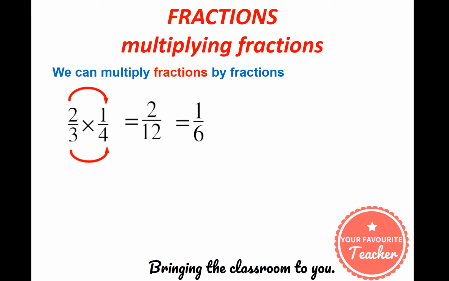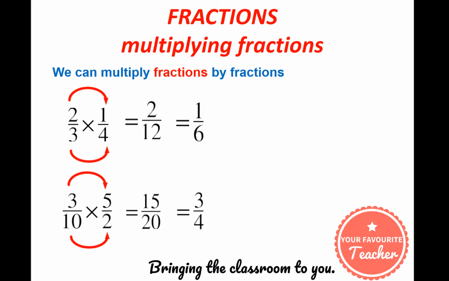Let's take a look at another example. We have 3/10 times 5/2. So I multiply the 3 times the 5. So that is 15 in my numerator. I multiply the 10 times the 2. That's 20 in my denominator. So my answer is 15/20. Once again, we can simplify this because 5 can go into both 15 and 20. So my simplified answer is 3/4.